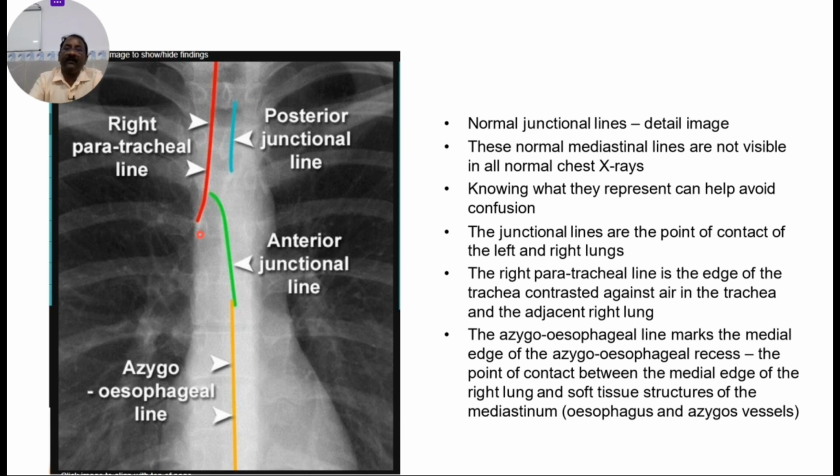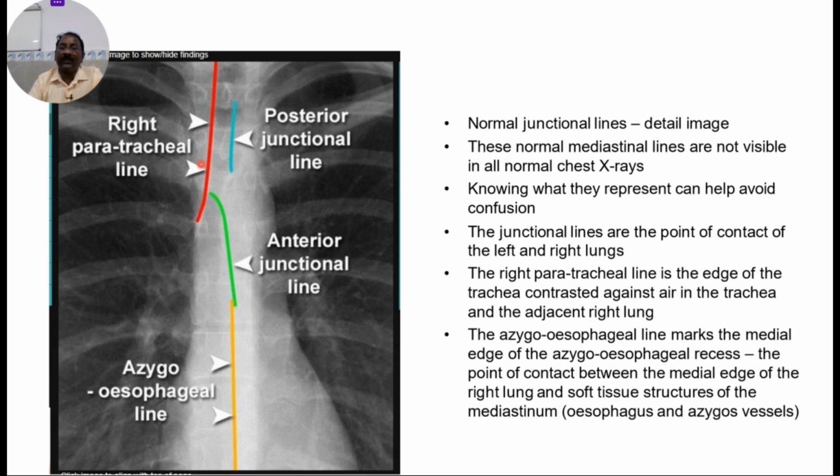So the other findings. So normal junctional lines. These normal mediastinal lines are not visible in all normal chest X-rays. Knowing what they represent can help avoid the confusion. The junctional lines are the point of contact of the left and the right lungs. The right paratracheal line is the edge of the trachea contrasted against the air in the trachea and the adjacent right lung. So this is the right tracheal line.